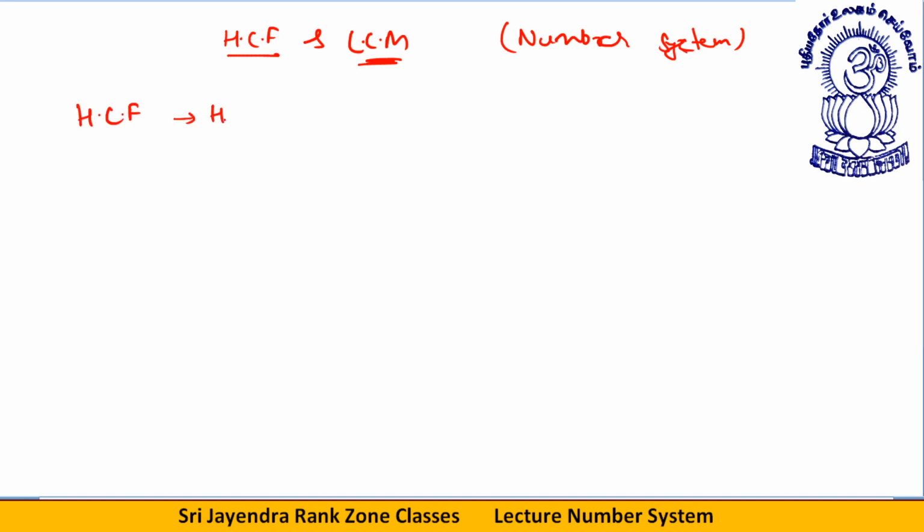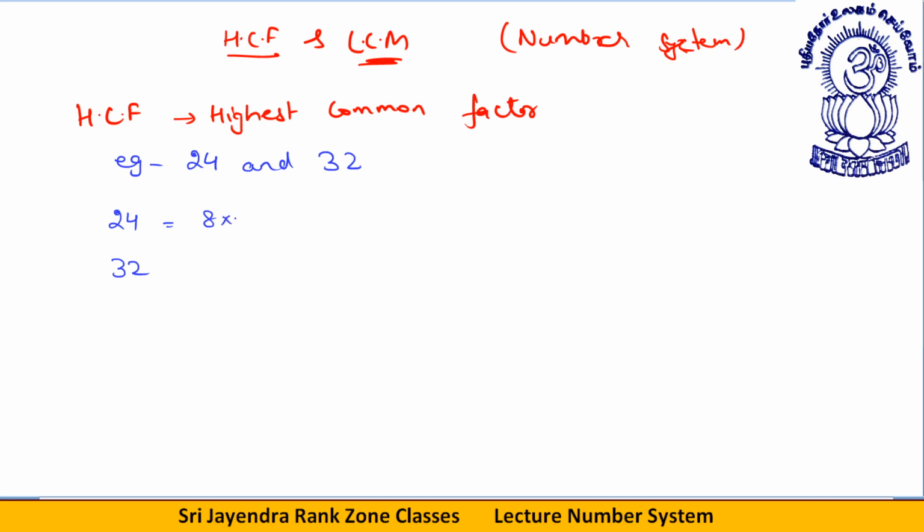HCF is highest common factor. Let's see how we take practical questions on these, but before that, let me tell you the concept in detail. Suppose I take two numbers, 24 and 32. If I need to find their HCF, I write down 24 and 32.